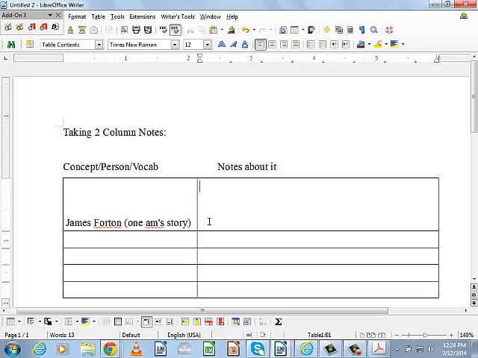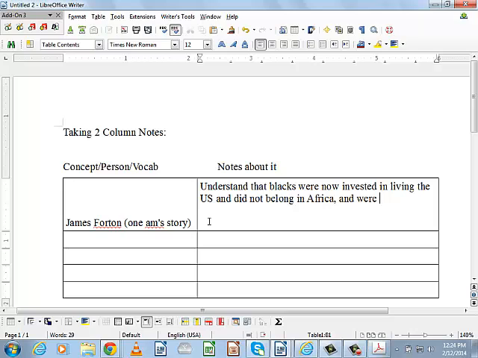Okay, and then over here my notes are going to be that basically the purpose of reading that was to understand that blacks were now invested in living in the U.S. and did not belong in Africa and were fighting for rights as U.S. citizens. And this is obviously a debate over this issue.